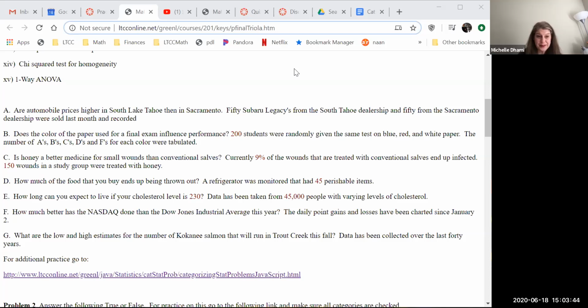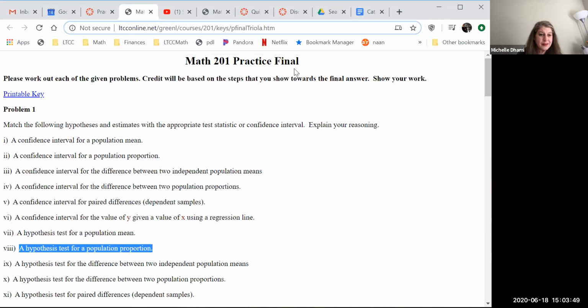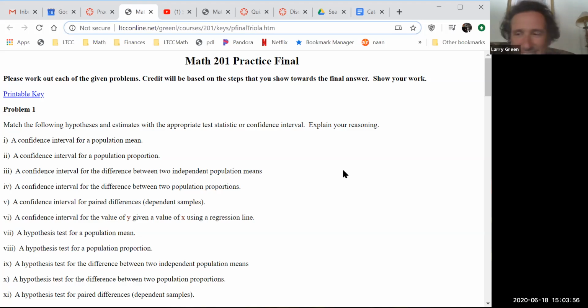I don't know. I'll scroll here. I don't know what you can't see. You'd already decided it was a confidence interval, right? Yes. So this is a confidence interval for a population proportion. Okay, but you decided it was quantitative or qualitative, remember? Well, I haven't learned this yet, so I'm not going to be able to answer any of them.